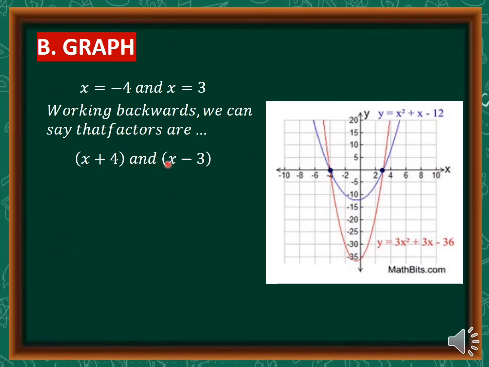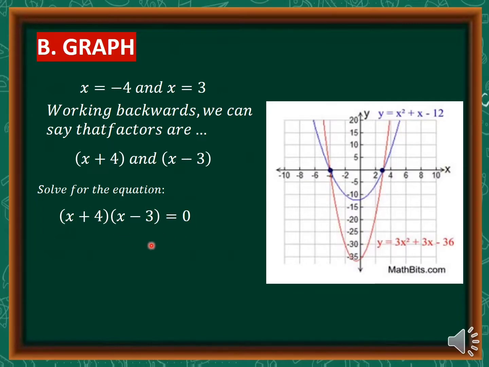Ganun din dito, x minus 3 is equal to 0. Kapag tinranspose natin si negative 3 to the other side, that will result to x is equal to 3. So, yun po yung working backwards. Ang factors pala natin ay x plus 4 and x minus 3. Kapag po yan ay ginawan natin ng equation, let us solve for the equation. That will become x plus 4 times x minus 3 is equal to 0, since ito yung dalawang factors natin.